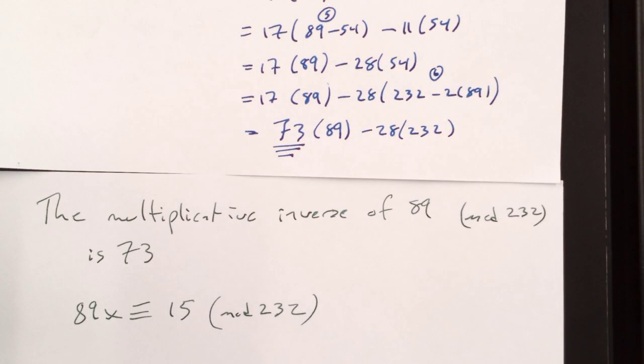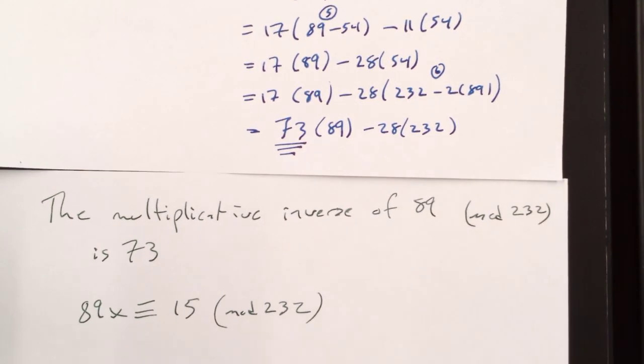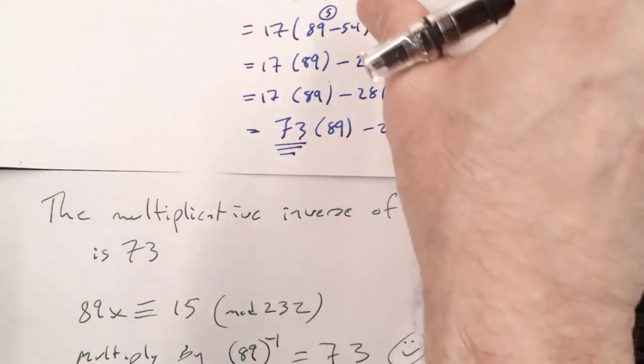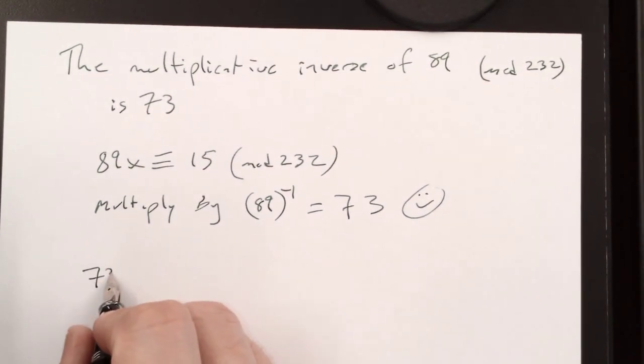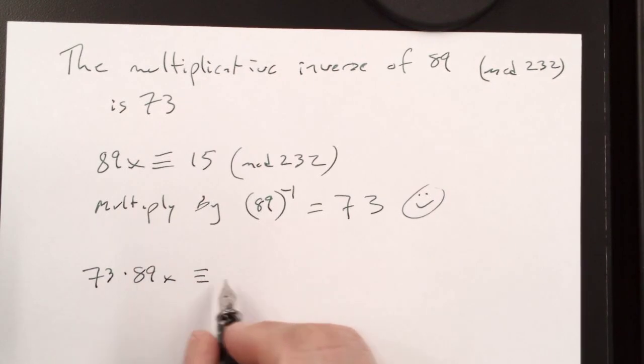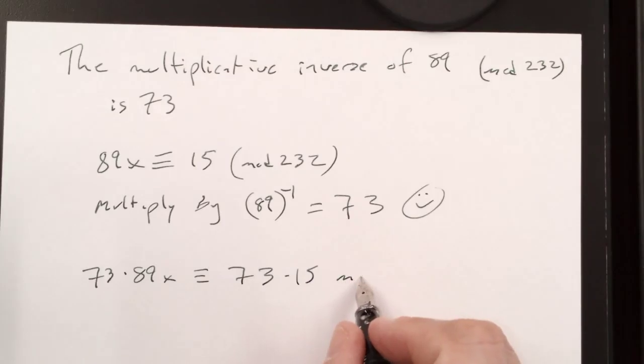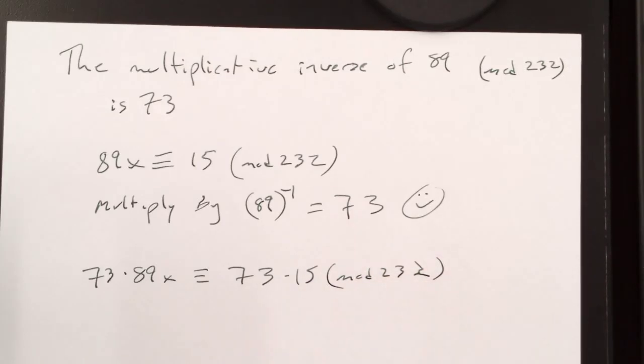We would have multiplied by 1/2 because it was the inverse of 2, solving 2x equals 7. But here, I have to do that inverse in the mod 232 universe. So I really just have to multiply both sides by 73. So 73 times 89x is congruent to 73 times 15 mod 232. But on the left, because it's an inverse, 73 times 89 is 1.